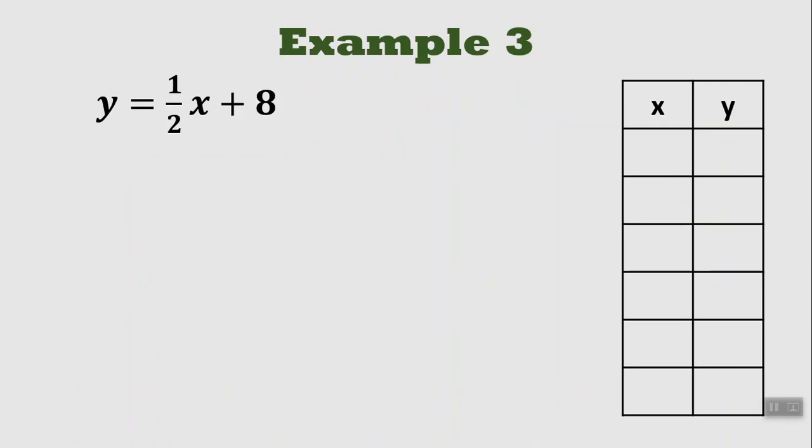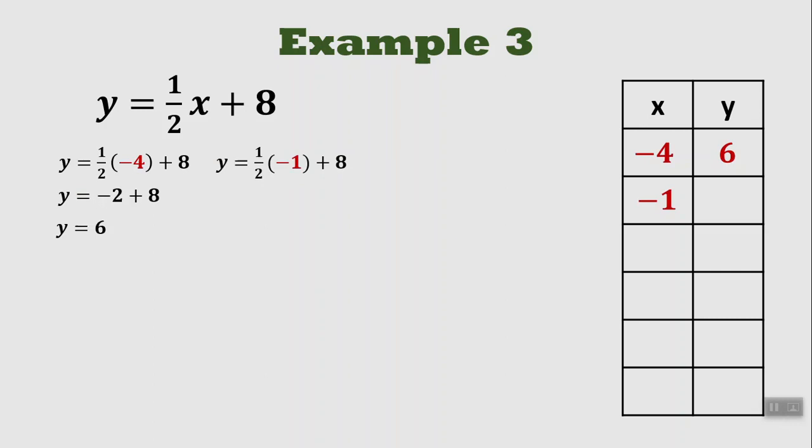Example 3, here's another relationship, and we'd like to find some solutions. So I pick an x value, plug it in, solve, and come up with the y value that matches. Y is 6. If I choose a value like negative 1, you can see when I plug that in, I'm going to get a fractional value, but that's okay. So my answer is 7.5, the y value.